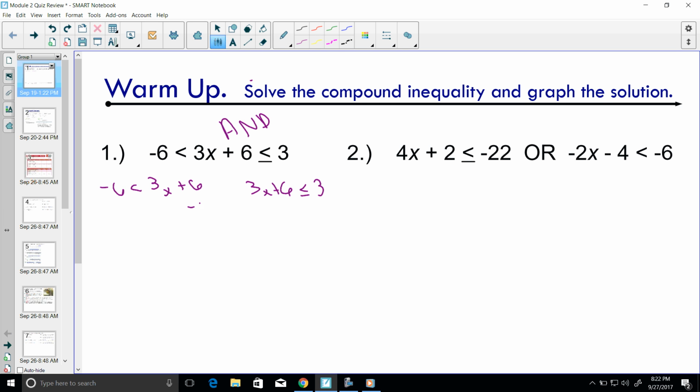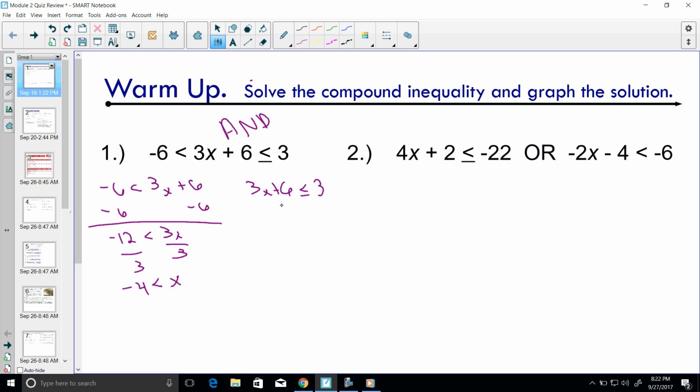My first step is to subtract 6 from each side, so -6 minus 6. That gives me -12 is less than 3x. Divide by 3, divide by 3. I get x is greater than, remember we read from the variable side, greater than -4.